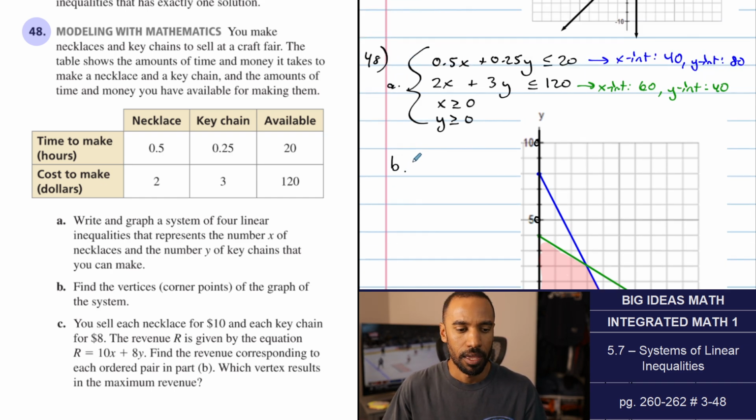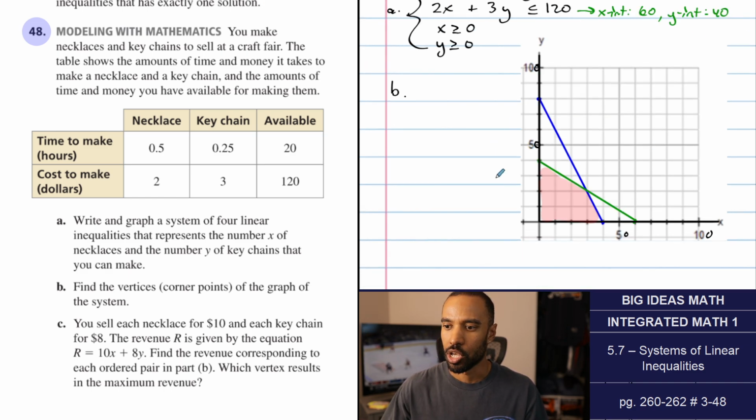Part B, find the vertices of the graph of the system. Okay, so this is 0, 0.